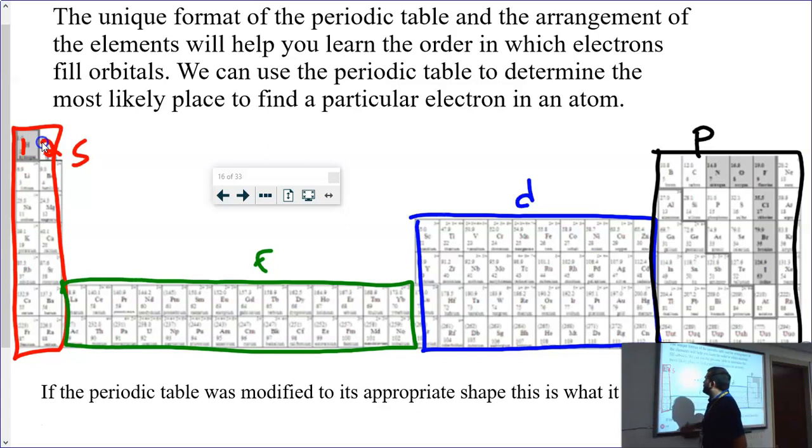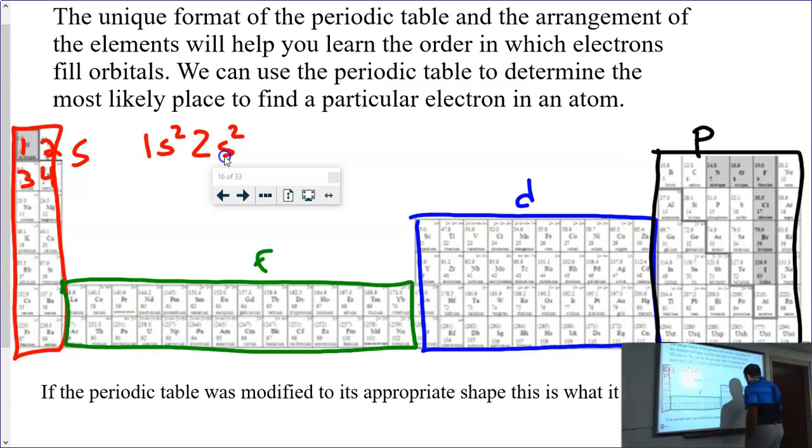Let's keep going. I add a 3rd electron. I add a 4th electron. Those are also in the S block. The 3rd and 4th electrons of an element are in an S orbital, but now it's the 2s orbital. So I have 2 electrons in the 1s, and then the next 2 are in 2s. I keep going.